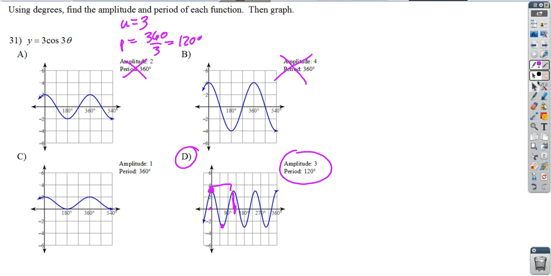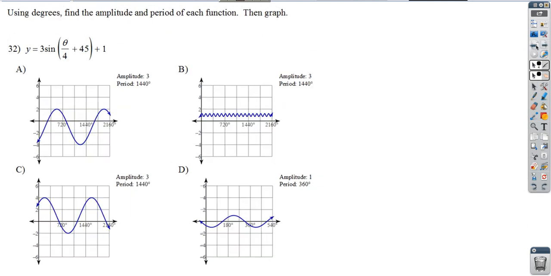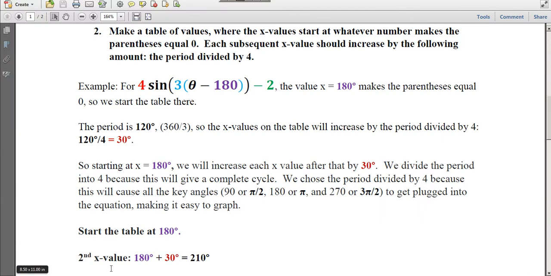So now I'll show you one of the more complicated graphs. We'll do both of these. So this is number 32, and we'll use this setup that we just talked about right here, which is make a table of values. We'll go through this process just so you can see how it looks from start to finish.